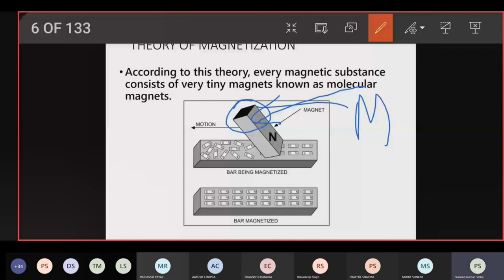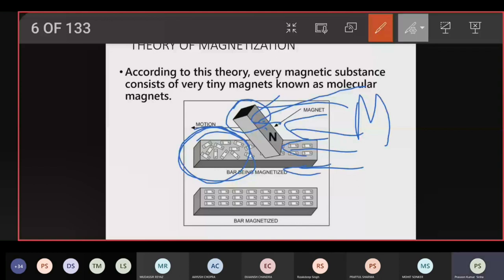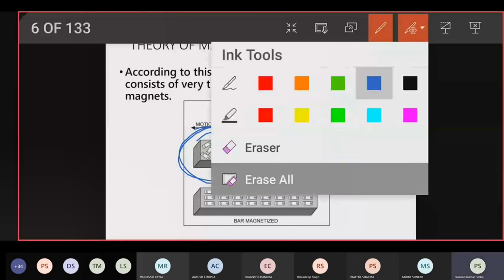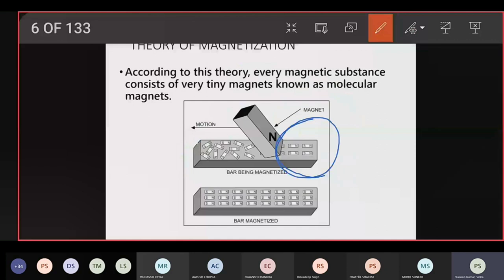So on this side you can see all the small magnets are haphazard, scattered this way, that way. But when we keep on passing it over and over again, इसके ऊपर बार बार pass करते हैं, तो you can see that this side is getting magnetized. All of them are getting arranged. After some time, all the molecules or most of the molecules of that material will become aligned in a given direction.